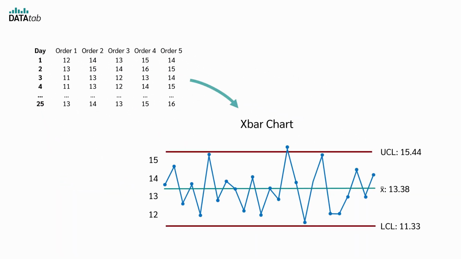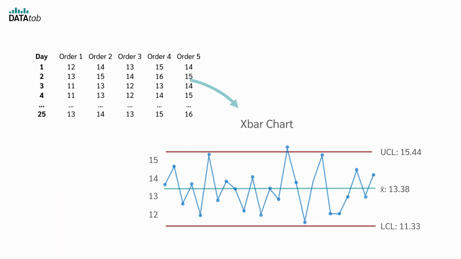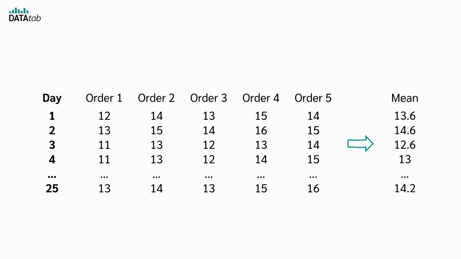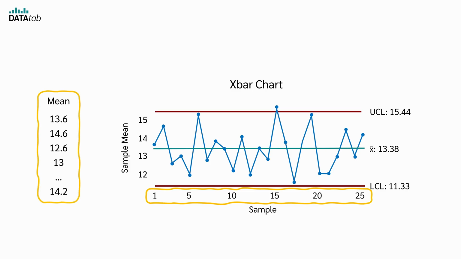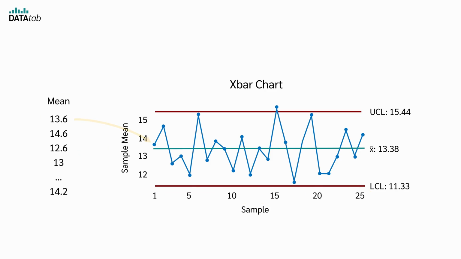But how do we get an Xbar chart with this data? To do this, we first calculate the mean values of the 5 orders from all 25 days. Now we can create the Xbar chart. To do this, we plot the 25 days on the x-axis and the mean values we just calculated on the y-axis. So we get the first point, the second, the third, and so on and so forth. Now we are almost finished. We only need to calculate these 3 lines.